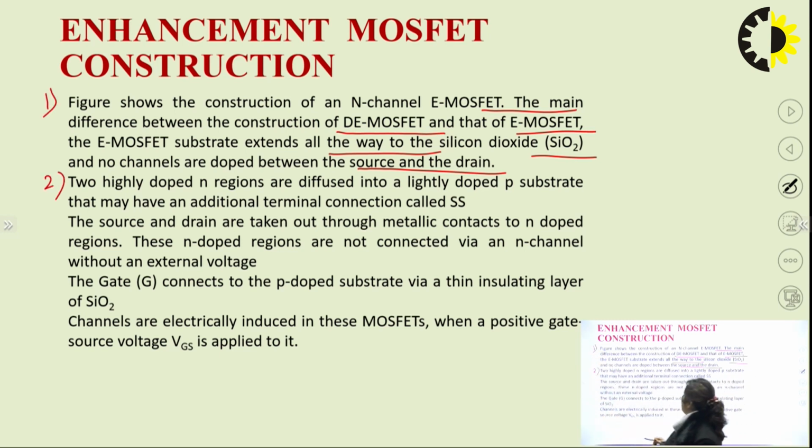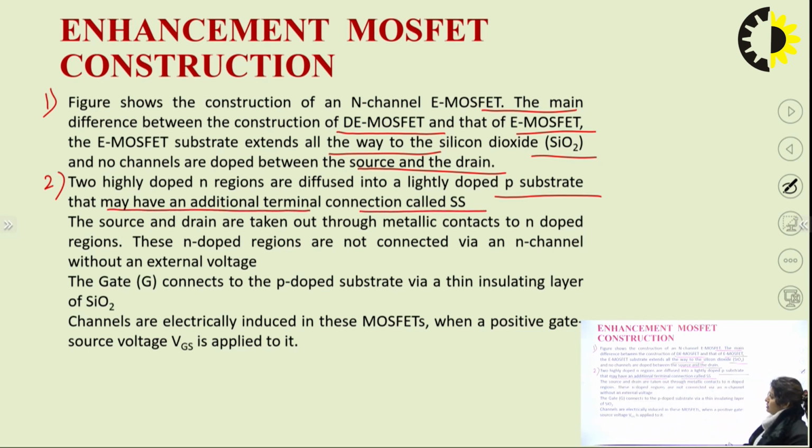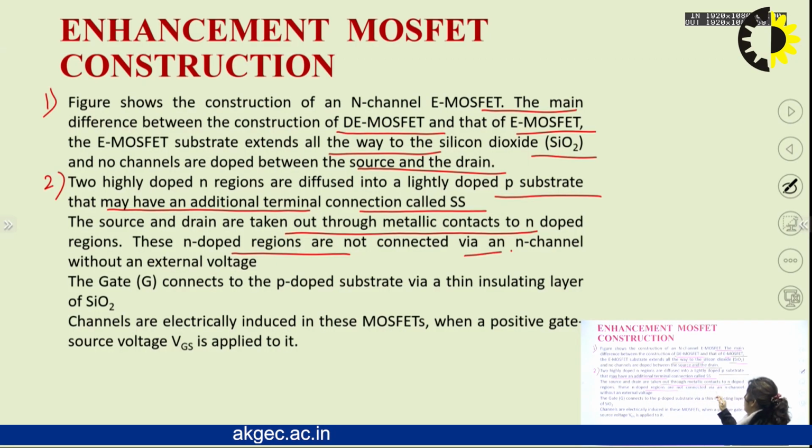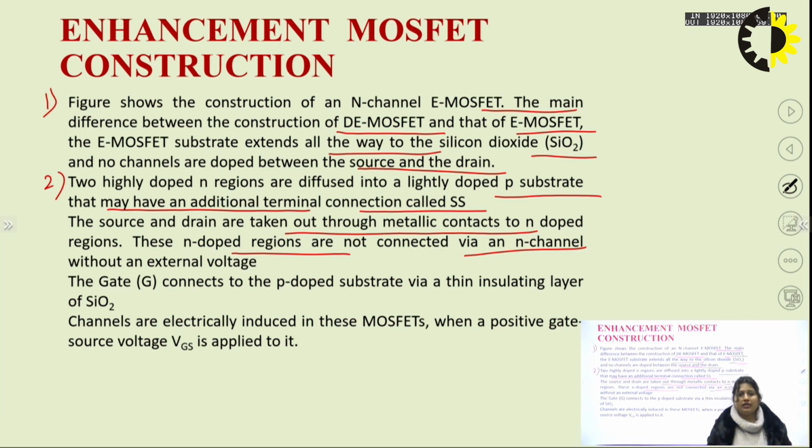Second point, two highly doped N regions are diffused in the P type substrate, because when we are using a substrate it should be lightly doped, but the source and the drain should be heavily doped. That may have an additional terminal connection called the substrate. The source and the drain are taken out through the metallic contacts to the N type doped regions. So these N doped regions are not connected via an N channel without an external voltage. Whenever you apply the voltage, only in that case the source and the drain will be connected through a channel. Before that there will be no channel present in the case of the enhancement type of MOSFET.